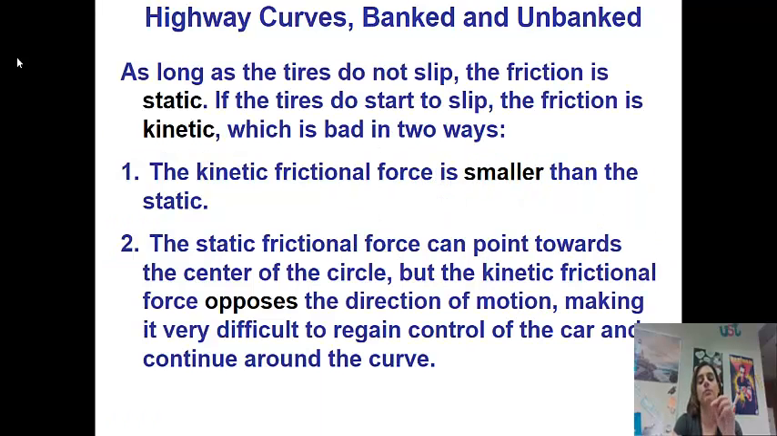Okay, so as long as tires do not slip, then it's static friction. If they slip, you get kinetic friction. So two ways that's bad. Kinetic frictional force is less than static friction, we know. The static frictional force can point towards the center of the circle, but kinetic frictional force opposes the direction of motion. That means whichever way your car is going, that's the way the frictional force is. So if your car starts going kind of sideways, friction is going in not a good direction.